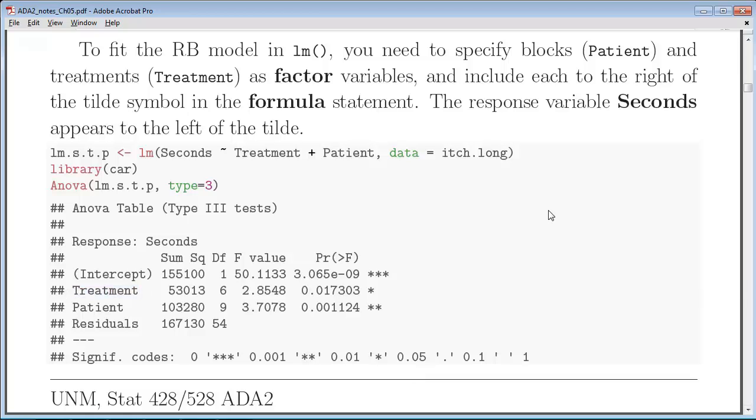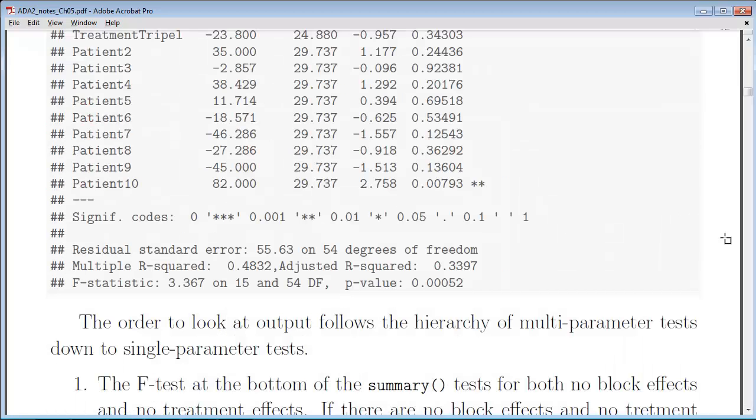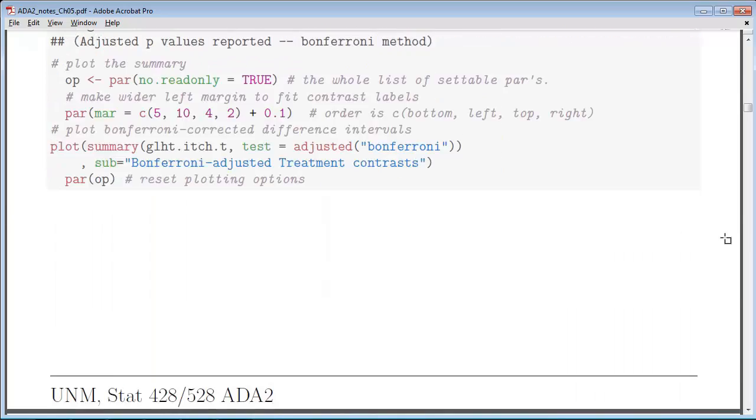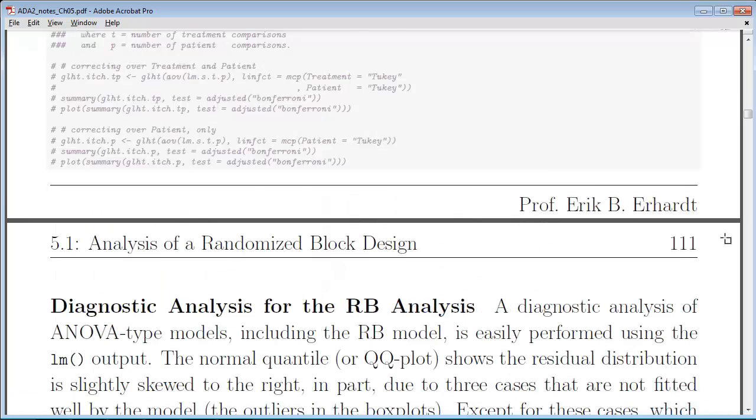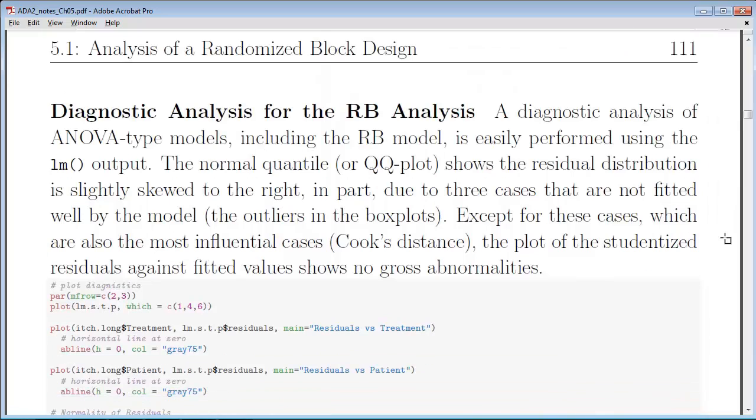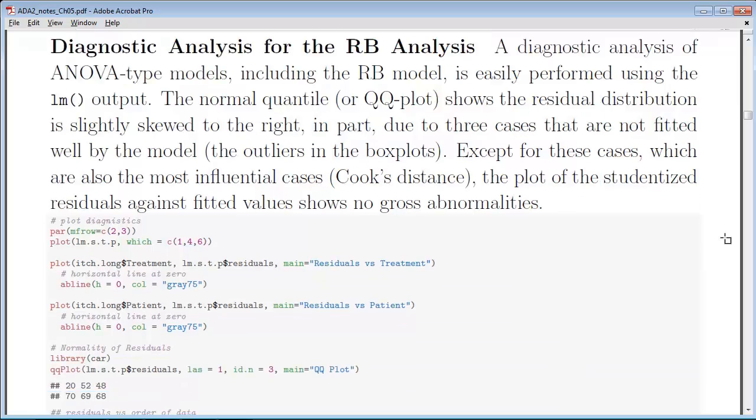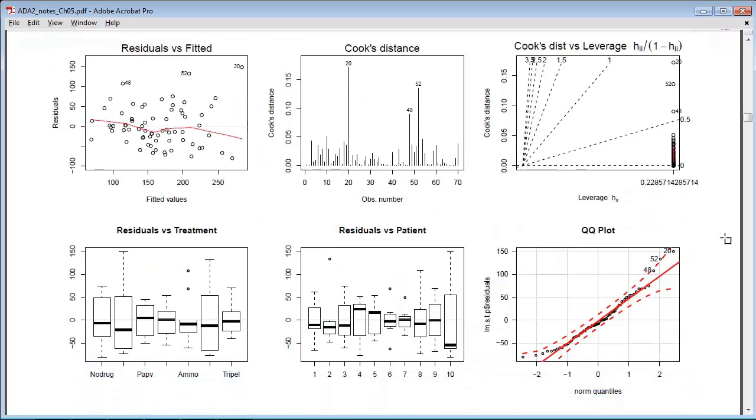In fact, I recommend, just for contrast, removing the patient block here and just doing seconds versus treatment to see whether there are differences in treatments. So we're now wanting to see whether the model assumptions hold. We're going to do the standard diagnostic analysis of looking at residual and QQ plots to see whether there are influential observations or whether different assumptions are met.